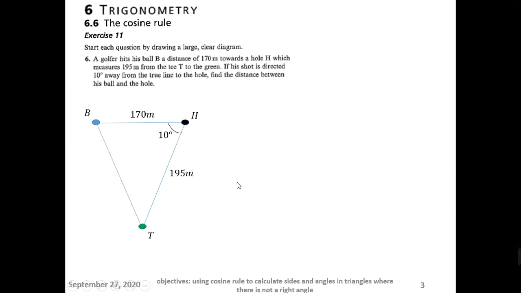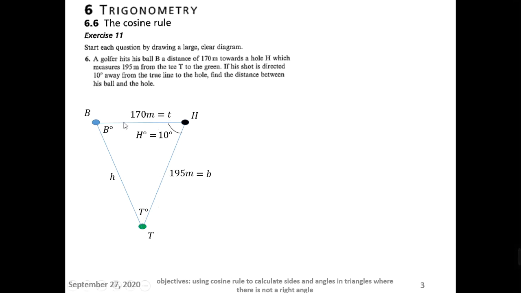So, if we connect T and B, now we have the triangle that we're looking for. Our diagram is complete. We must now name each angle in this triangle and the opposite side to it. As follows: if this is B capital, then 195 is equal to B small, side B. If this is H capital, which is 10 degrees, then the opposite side to H capital is BT, so BT is equal to side H. If this is angle T, then T small is equal to 170. Side T is equal to 170 meters.